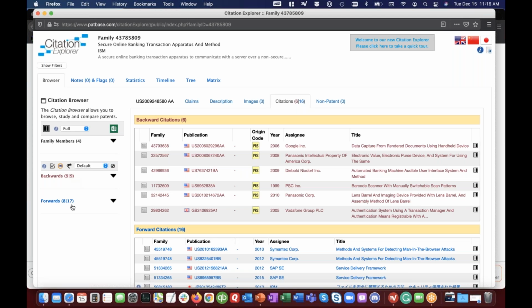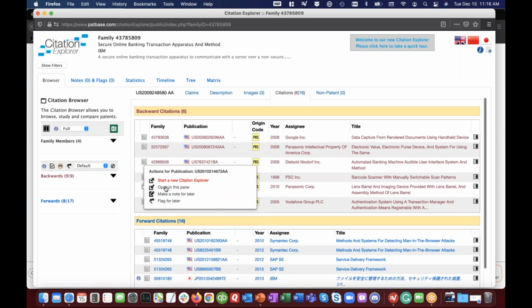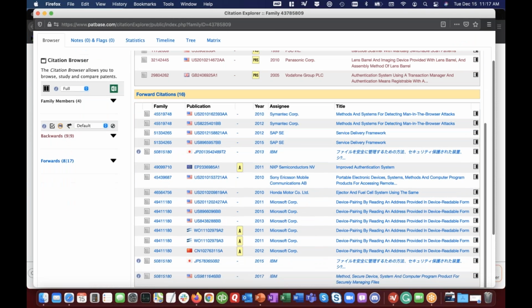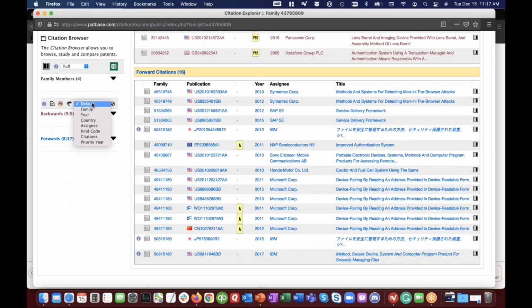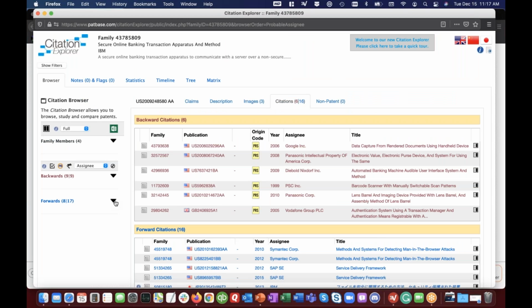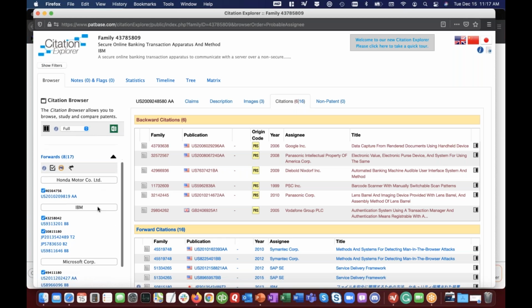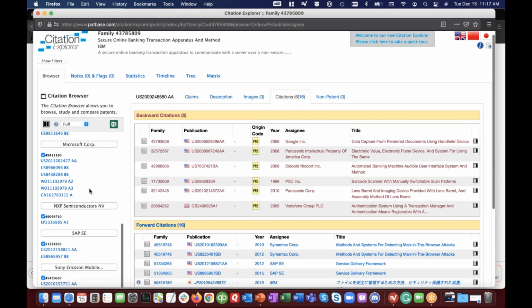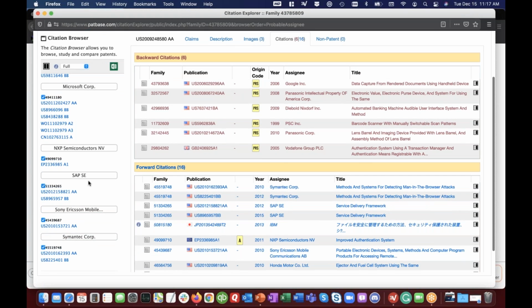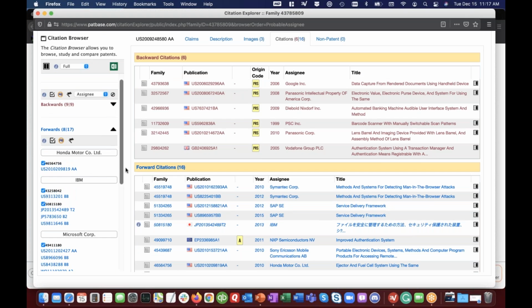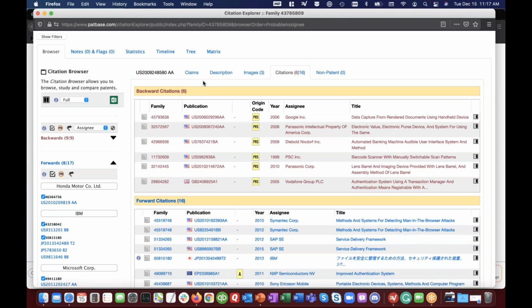There's 9 backwards ones, there's 17 forward ones, and that gives me an opportunity to come over here and work with the citation browser, and I can go ahead and look at these by assignee, for instance, which I think is pretty spiffy. So give that a second. And here we go. So there's the forward citations. I can see which ones are from Honda, which ones are from IBM, which ones are from Microsoft, NXP, and so on. I mean, this is taking place almost instantaneously. I'm barely having to wait a few seconds, and I can get all of this really interesting information.